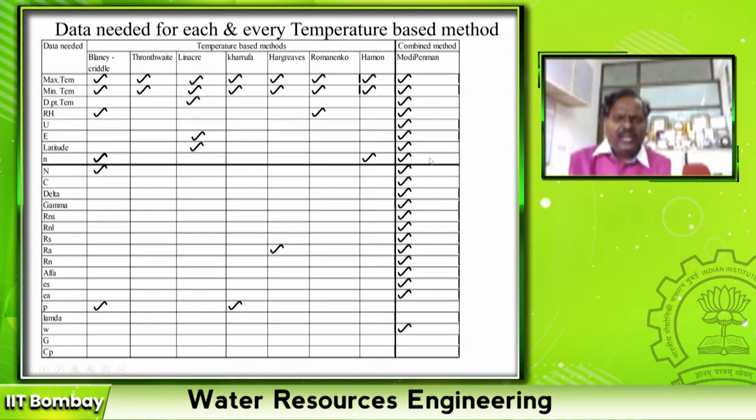The bold line, up to this, these are all measurements: maximum temperature, minimum temperature, relative humidity. DPT is dew point temperature. Relative humidity, both maximum and minimum, wind speed, evaporation, E is latitude, N is actual sunshine hours. If you see temperature based methods, they need only the temperature. And radiation based methods, I think I have not given. That is also, radiation is very important. And you see for combination methods, you need this many parameters to estimate, but it is more accurate.